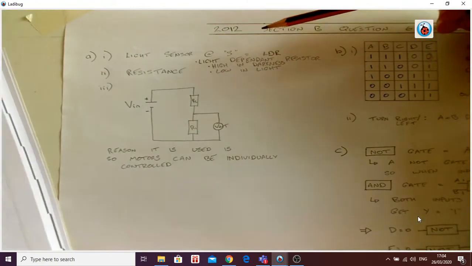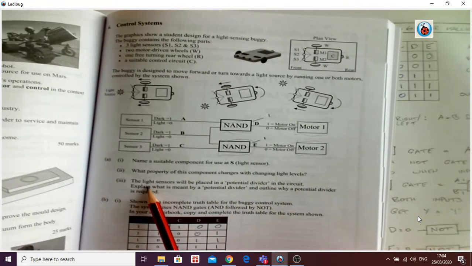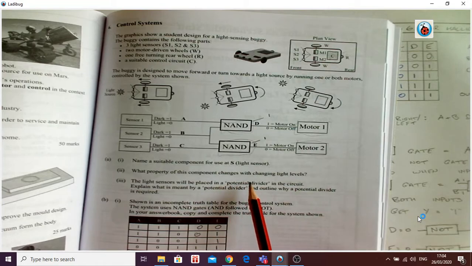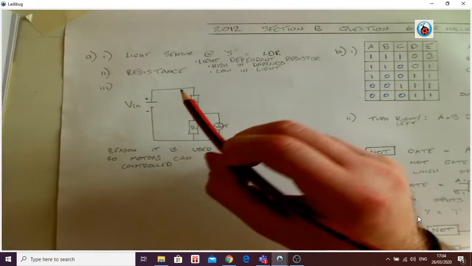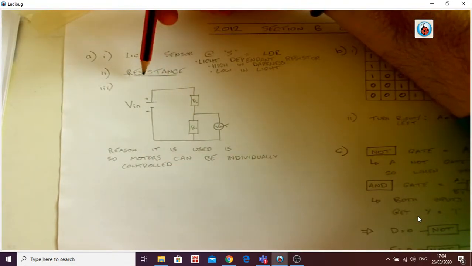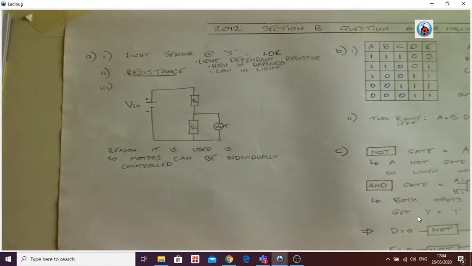Okay, number 2 there, it says what property of this component changes with changing light levels? The answer there is obviously resistance. Okay, so the resistance changes with light levels. I'm going to stop putting the exam papers over and back now because that's going to annoy me.